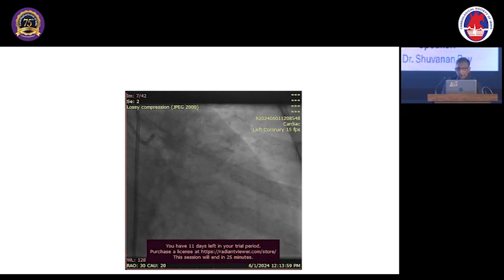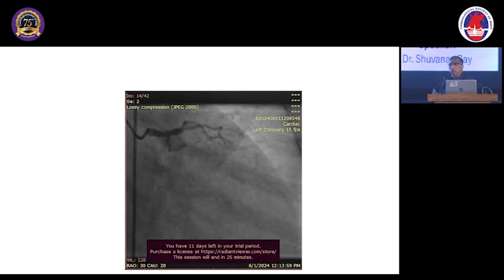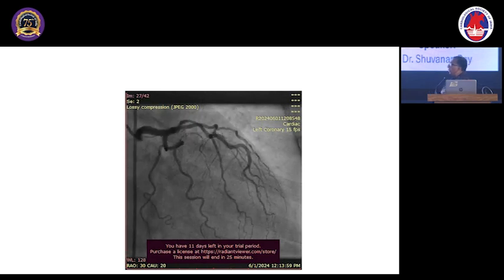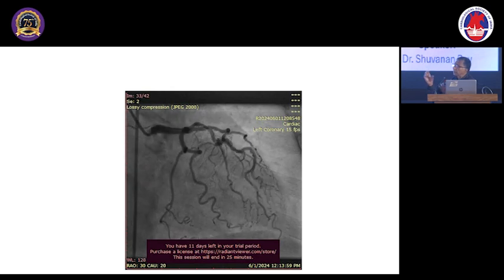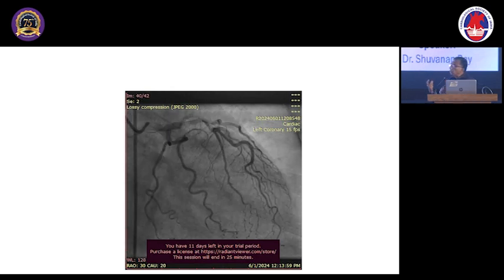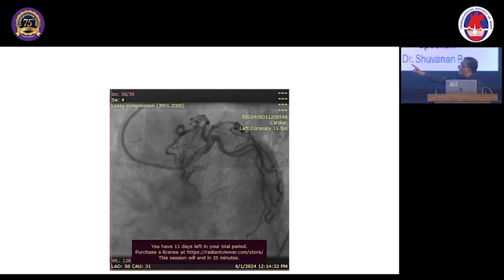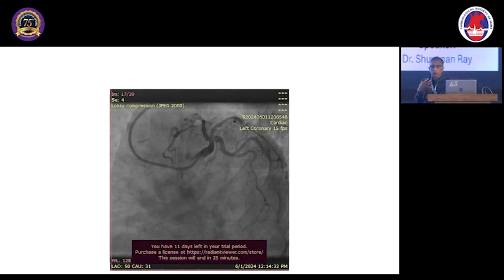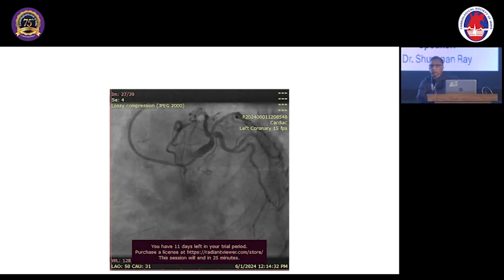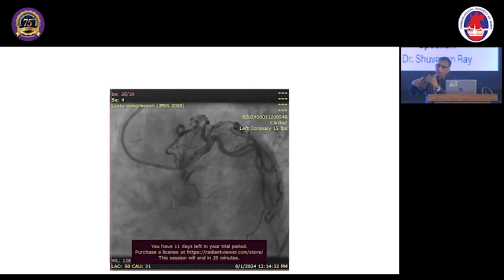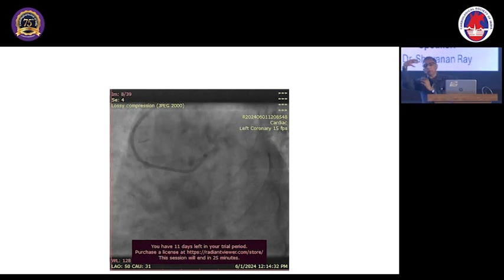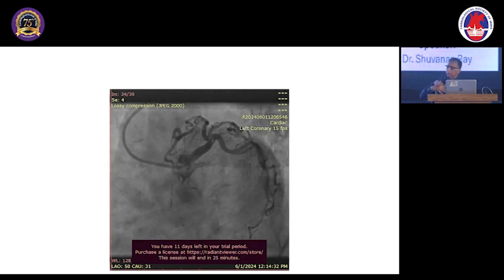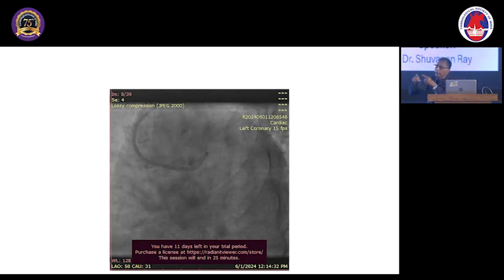Now, here, in the caudal view, there is a lot of overlap because the arteries overlap with each other. So you need to have a view where there is minimum overlap. So you need to follow a rule. What is the rule? The LCX moves in the same direction at the image intensifier as the gantry. So if you take a LAO view, you see your arteries are overlapping with each other, LCX is overlapping with LAD. If you take more LAO, LCX will go more left. And if you come more towards the right side, LCX will come down. And the LAD will move in the opposite direction.